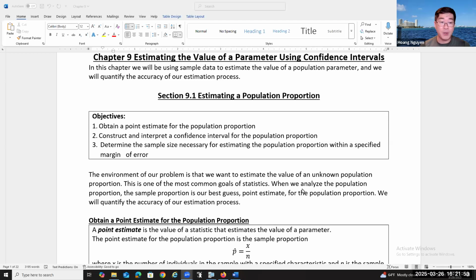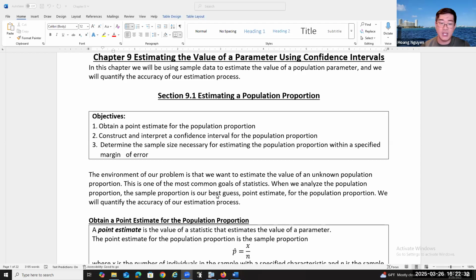When we analyze a population proportion, the sample proportion is our best guess, or the point estimate. In order to estimate the population proportion, we use the sample proportion, because it is a proportion from the sample. Hopefully it will be close to the population proportion, a good point estimate, or the best point estimate of the population proportion. We also want to quantify the accuracy of our calculation, so we want to show how accurate it is.